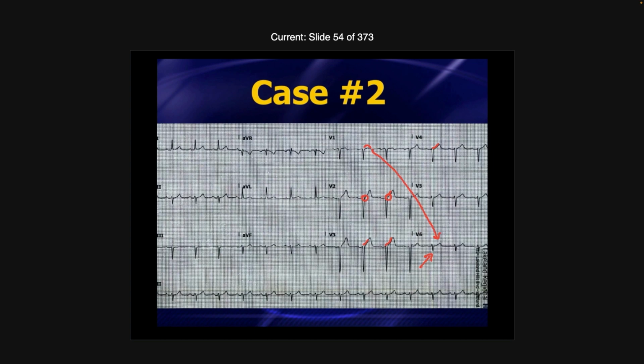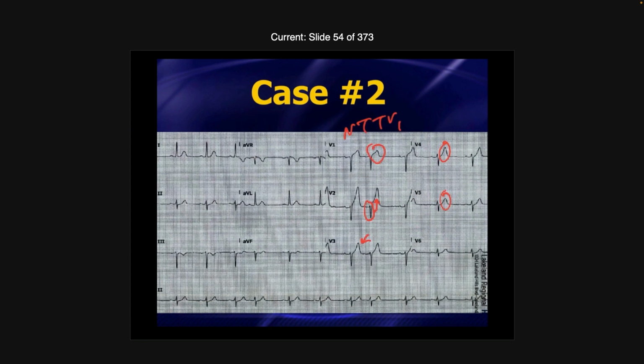In this first ECG, we're okay with that, but take a look. When the patient's pain worsened, now the T-wave in V1 is clearly larger than the T-wave in V6. The new tall T-wave in V1, that's too tall.